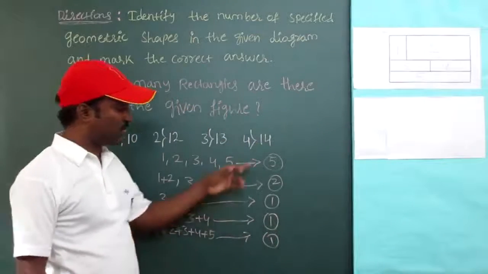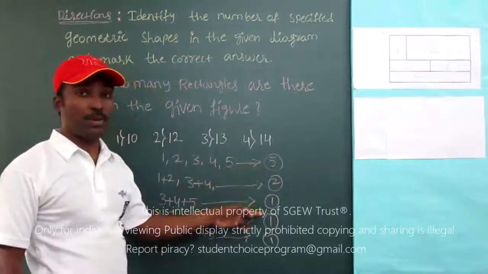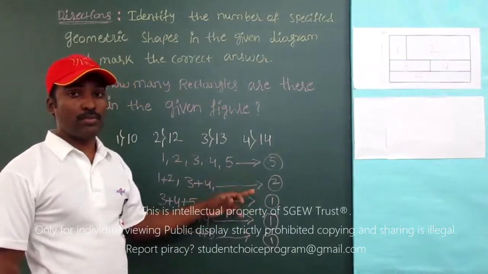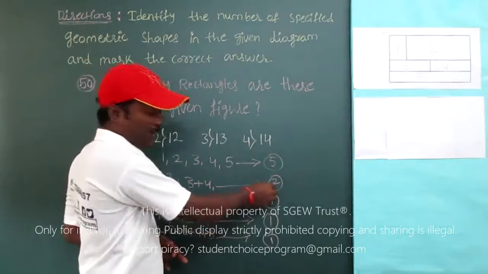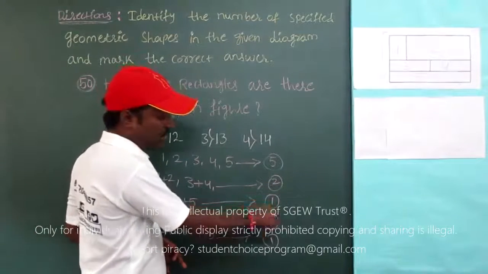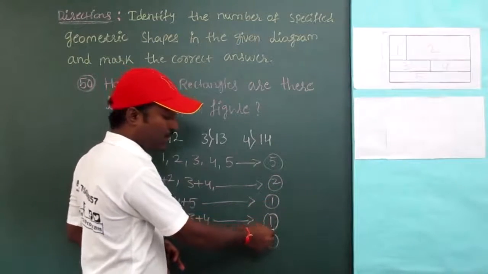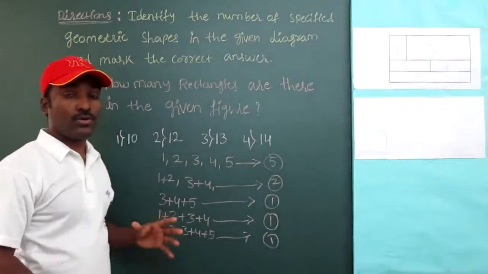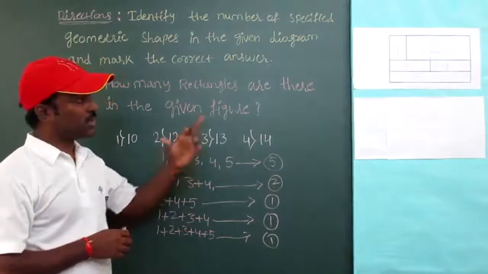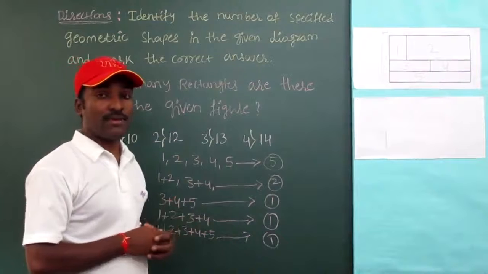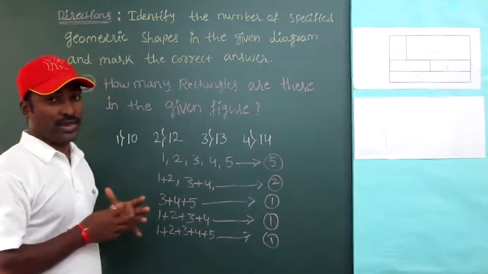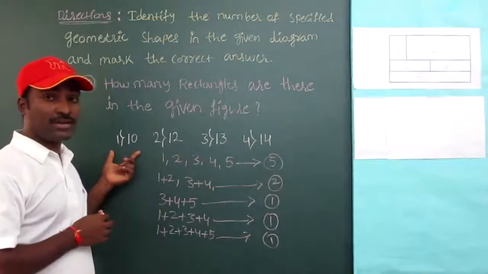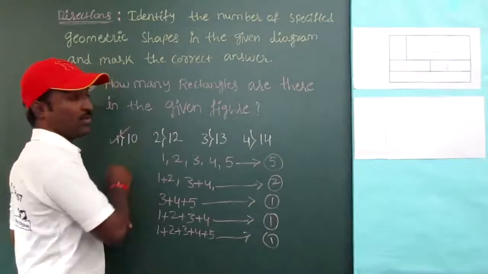Next step is you have to add all these obtained rectangles. The total number will be the answer. 5 plus 2 is 7. 7 plus 1 is 8. 8 plus 1 is 9. 9 plus 1 is 10. So a total of 10 rectangles are present in the given figure, and we just have to cross check which option has 10. The first option itself has 10, so the first option is the right option.